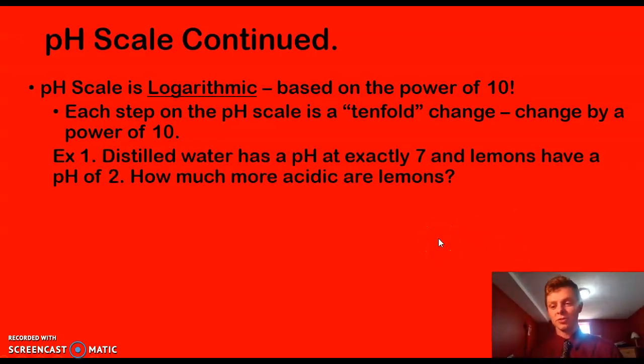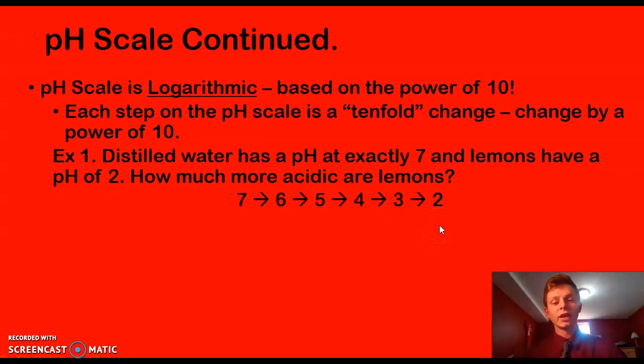Again, I'm just trying to refresh your memory on all of it. So if distilled water has a pH of exactly 7 and lemons have a pH of 2, how much more acidic are lemons? So if it goes by the power of 10, meaning there's a 10-fold change, how you want to solve these problems is write out all of the steps going from 7 to 2, essentially seeing how much more acidic using the base power of 10.